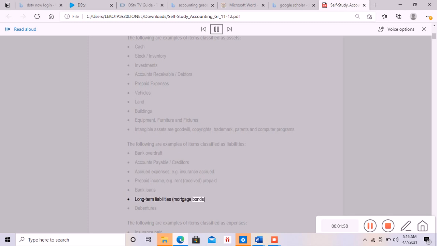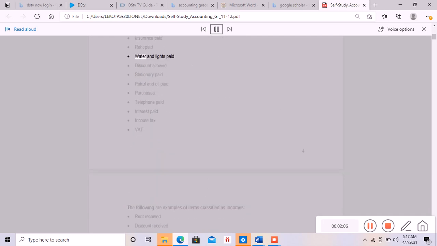The following are examples of items classified as expenses: insurance paid, rent paid, water and lights paid, discount allowed, stationery paid, petrol and oil paid, purchases, telephone paid, interest paid, income tax, VAT. 5. The following are examples of items classified as incomes: rent received, discount received, sales, interest received, retained income/net profit.